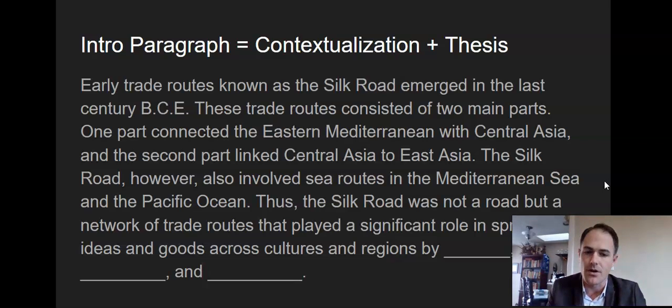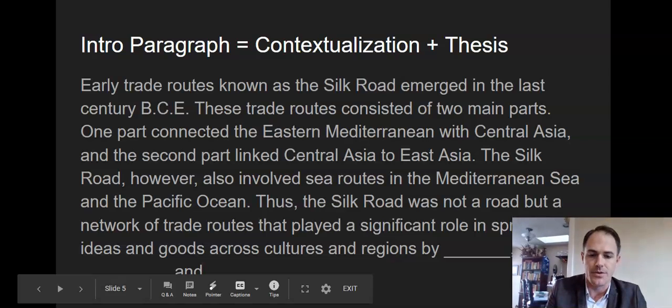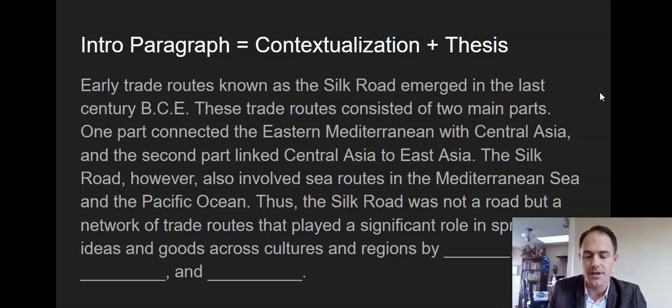The Silk Road, however, also involved sea routes in the Mediterranean Sea and the Pacific Ocean. Thus, the Silk Road was not a road, but a network of trade routes that played a significant role in spreading ideas and goods across cultures and regions by blank, blank, and blank. So that last sentence, that's our thesis statement.